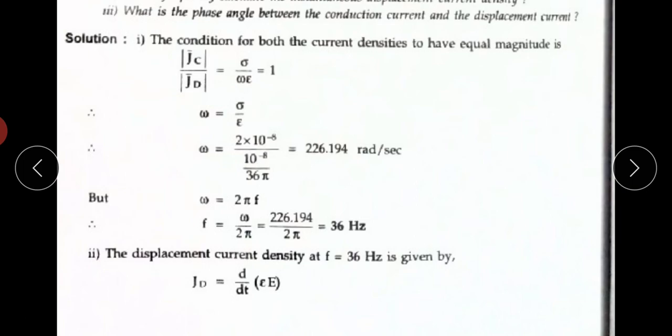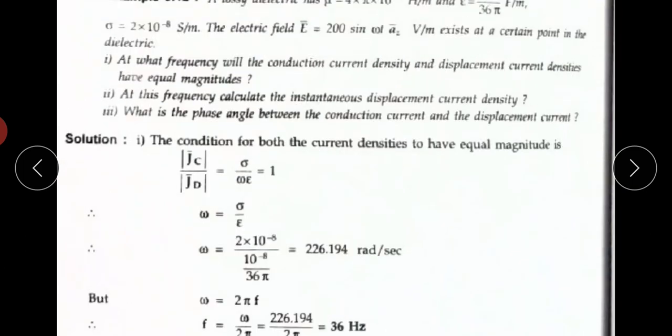So substitute omega value here, 226.194 divided by 2 pi. So it equals 36 hertz. So here frequency equals 36 hertz. At 36 hertz, the conduction current density and displacement current density are equal.